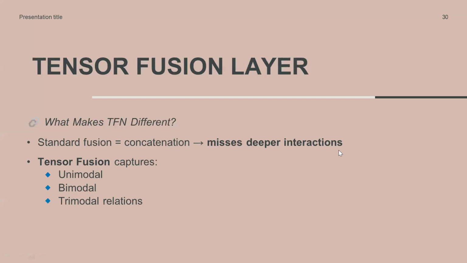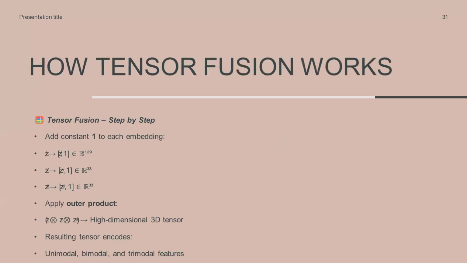Tensor fusion layer, TFN. What makes TFN different? Standard fusion concatenates, so it misses deeper interaction. Tensor fusion captures unimodal, bimodal, and trimodal relations. It combines modalities. That's it. How does tensor fusion work?